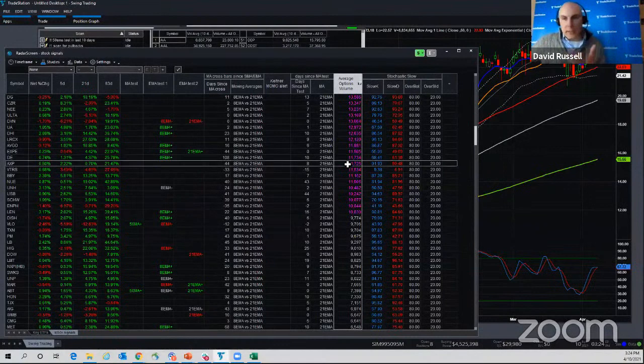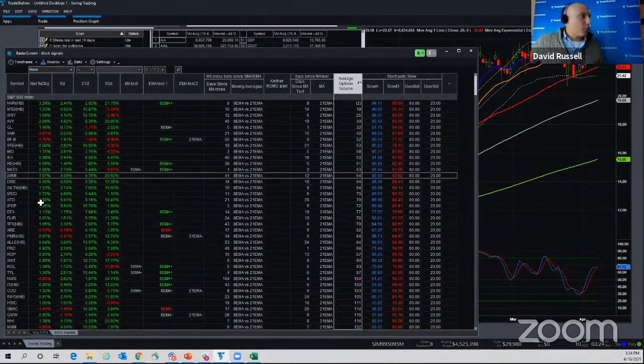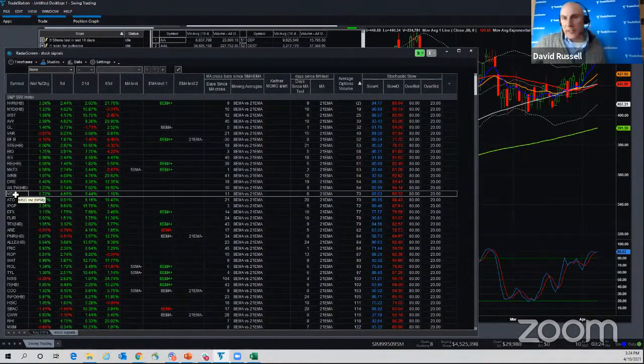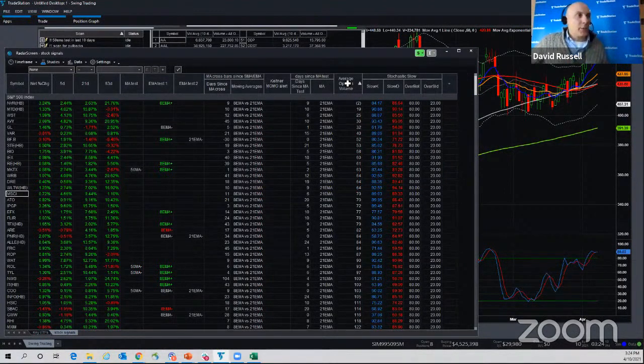But this is useful because this also allows me to see right off the bat, I don't really want to be messing around if I'm doing my options trading with a stock like MSCI, which trades 70 contracts a day. But it allows me to hone right in.